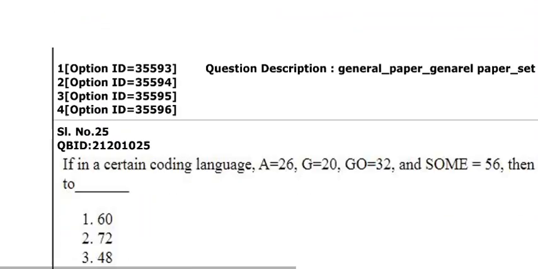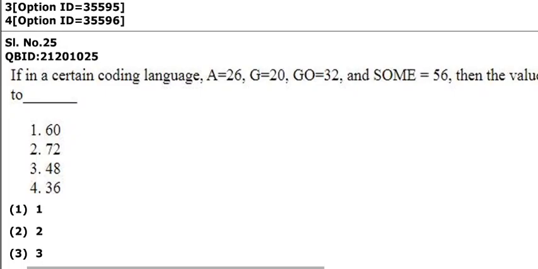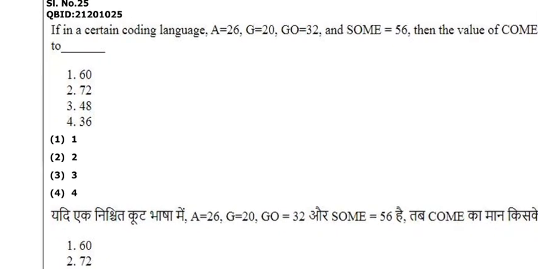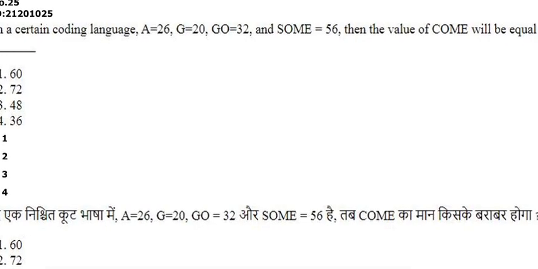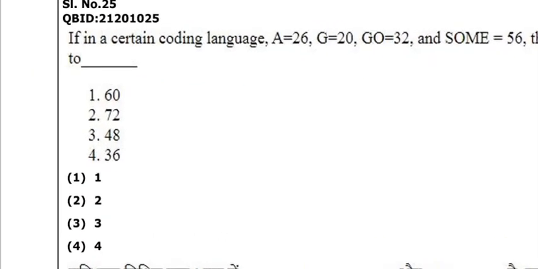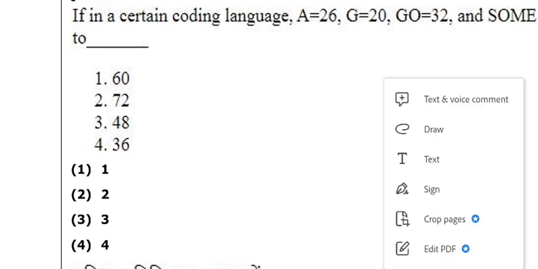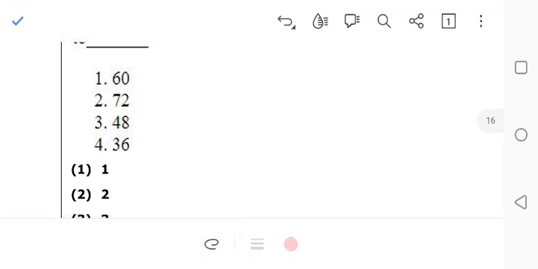Next is our question. If in a certain coding language A26, G20, G32, sum 56, then the value of cum will be equal to what? 60, 72, 40, 48, 36. It will be number 2, that is 72.